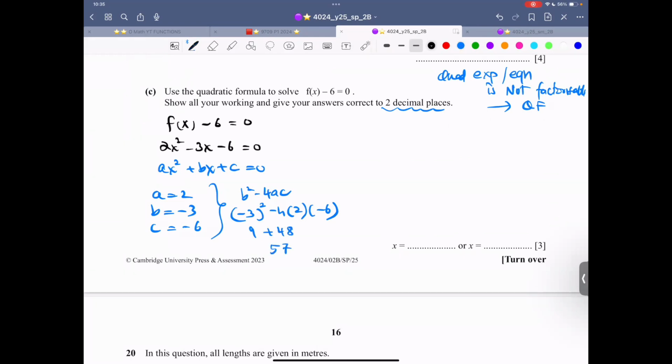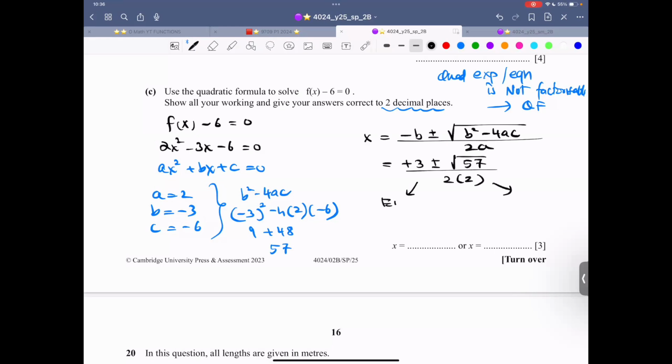So now let me write it. x equals minus b plus minus square root of b squared minus 4ac, the whole thing over 2a. You have to show the plugged in values. That is minus of minus 3, which becomes plus 3, plus minus square root of 57, divided by 2 times a. a is what? 2. Now write either or. 3 plus root 57 divided by 4, or 3 minus root 57 divided by 4.